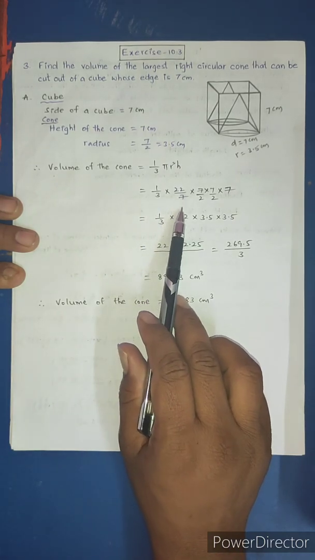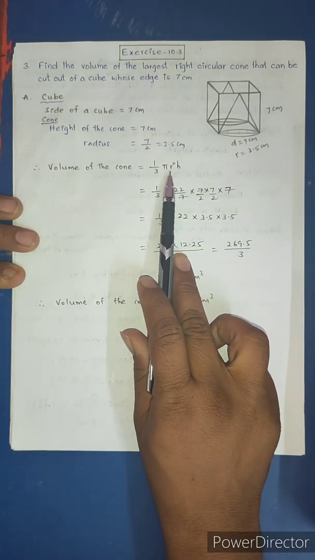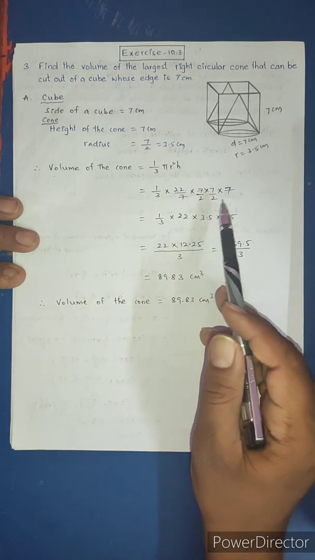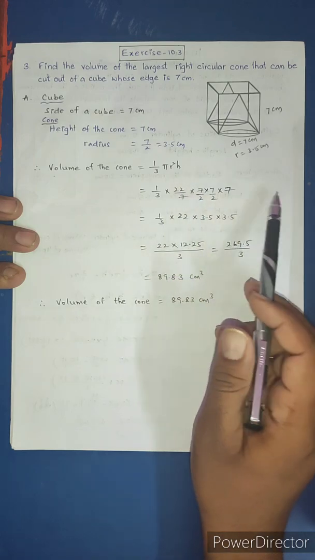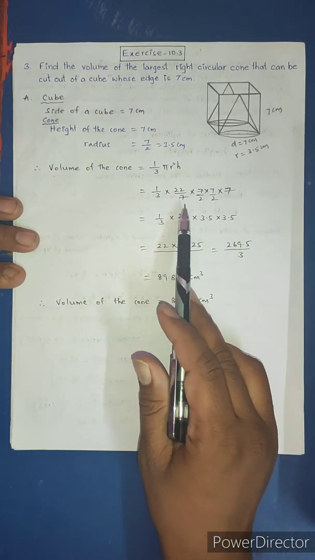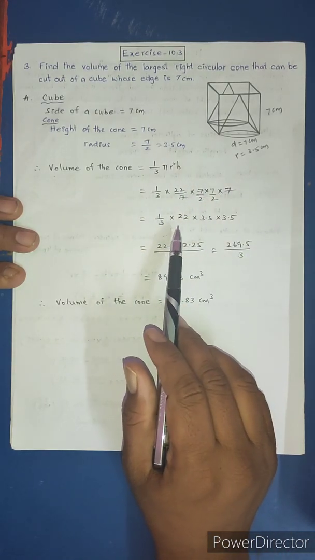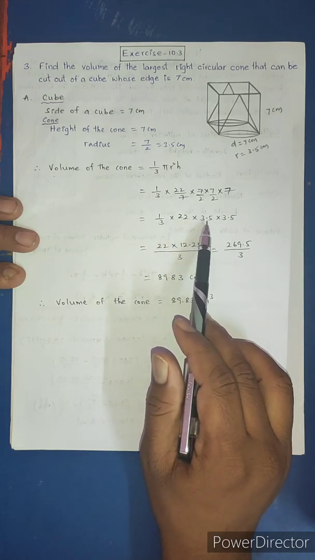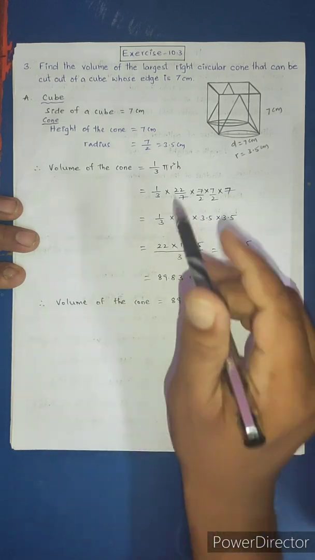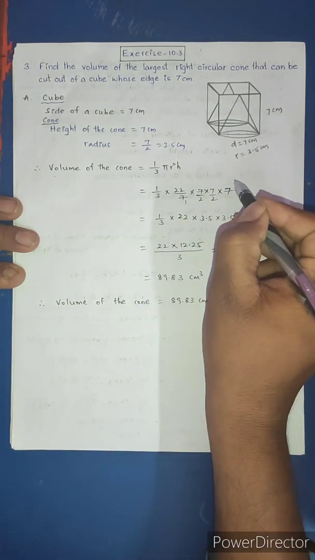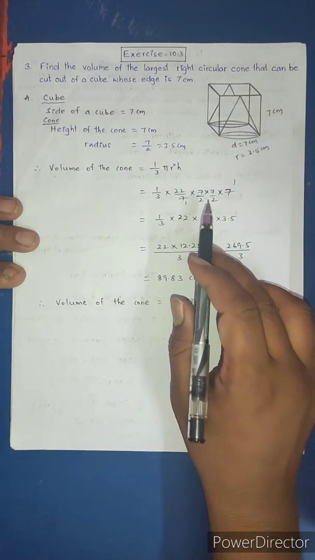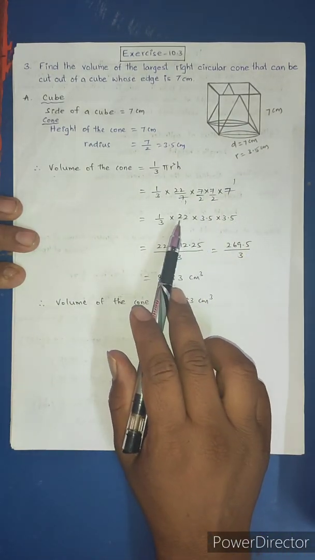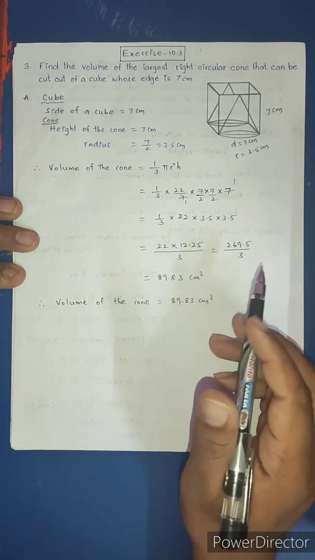1/3 pi value 22/7 into r value 3.5, also we can write 7/2, 7/2 into h value height 7. 1/2 into this 7 and this 7 get cancelled. And 22 into 3.5 and 3.5. This 7, 1 is 7, this 7, 1 is 7 get cancelled. 7/2 besides 3.5, 3.5. Now 22 into 3.5 into 3.5.